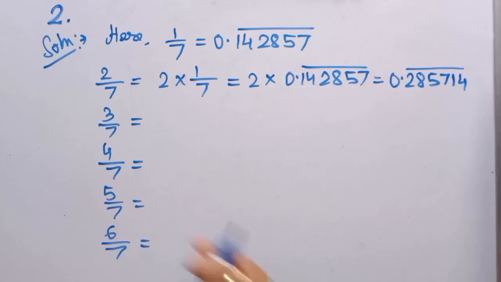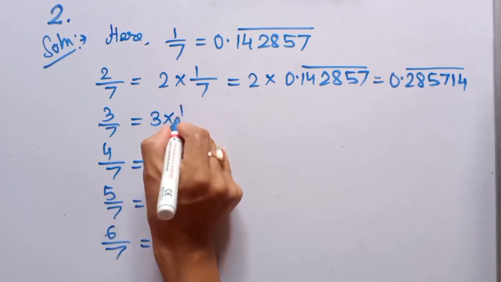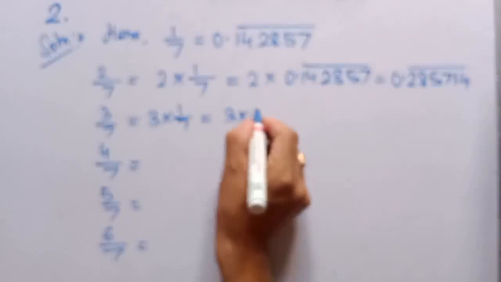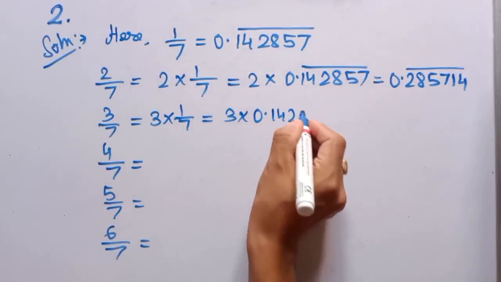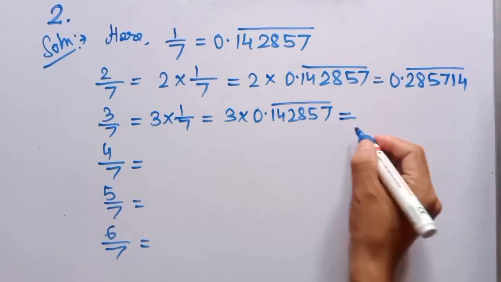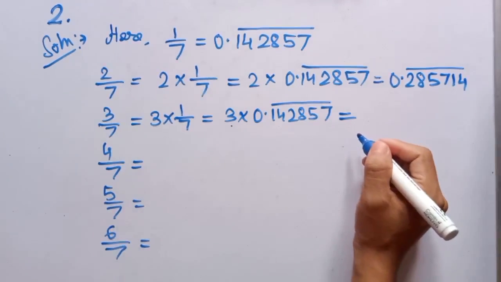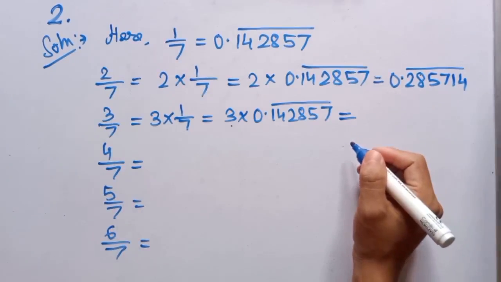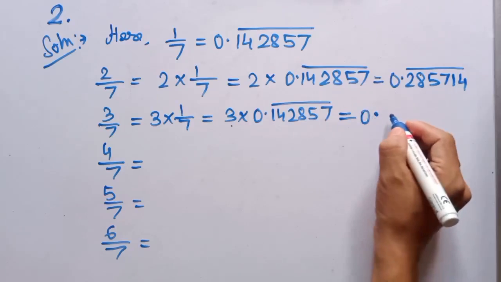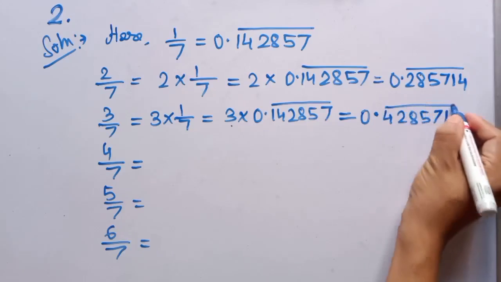So likewise, we have to find the value of 3 by 7. So 3 by 7 can be written as 3 into 1 by 7, which is equal to 3 into the given value of 1 by 7, 0.142857. Now, simply we are going to multiply this value by 3 and we will get the value of 3 by 7 without doing the actual division method. So this will come as 0.428571 bar.